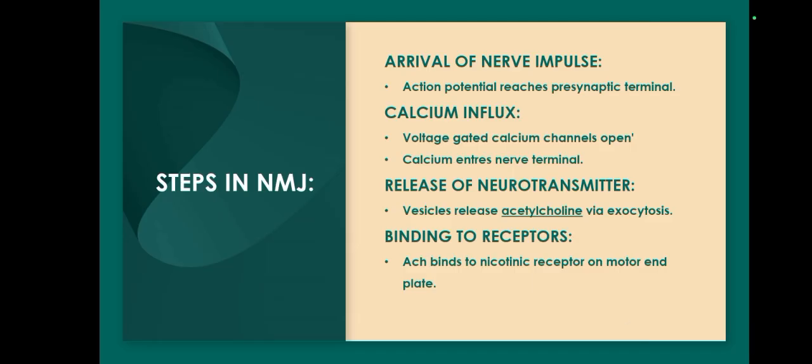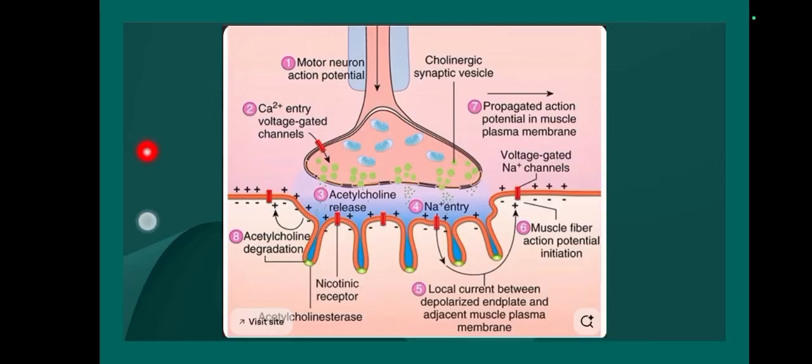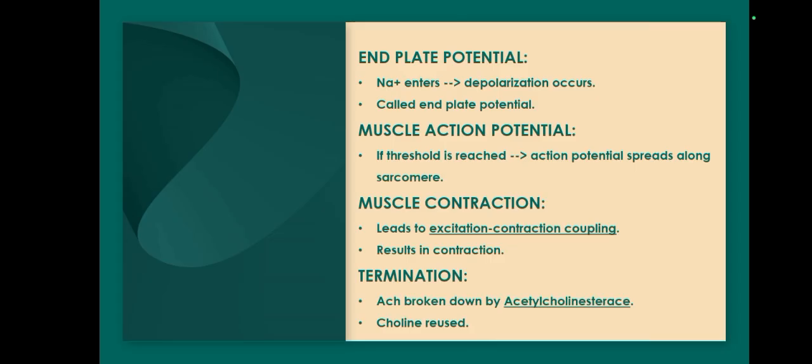The third step is the release of neurotransmitters. Due to the influx of calcium ions, the synaptic vesicles fuse with the presynaptic membrane, leading to the release of acetylcholine via exocytosis. Okay, third step over here, it is very evident and clear, this acetylcholine release. And in the next step they will bind. So let's see first of all this step.